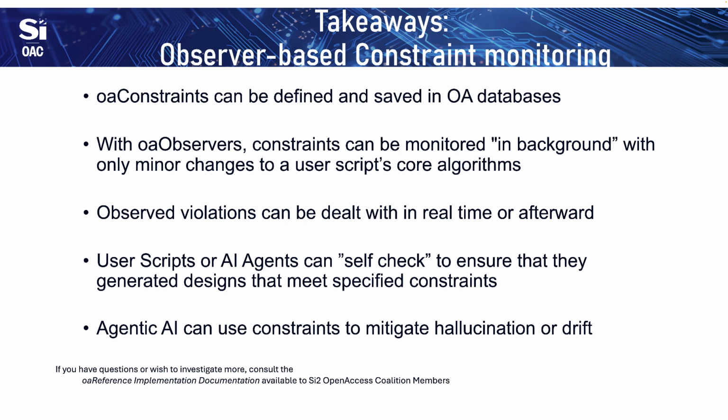Observed violations can be dealt with in real time or afterward, and user scripts or AI agents can self-check to ensure that they generated designs that meet specified constraints. Agentic AI can use constraints to mitigate hallucination or drift. If you have questions or wish to investigate more, consult the OA reference implementation documentation available to SI2 OpenAccess Coalition members.